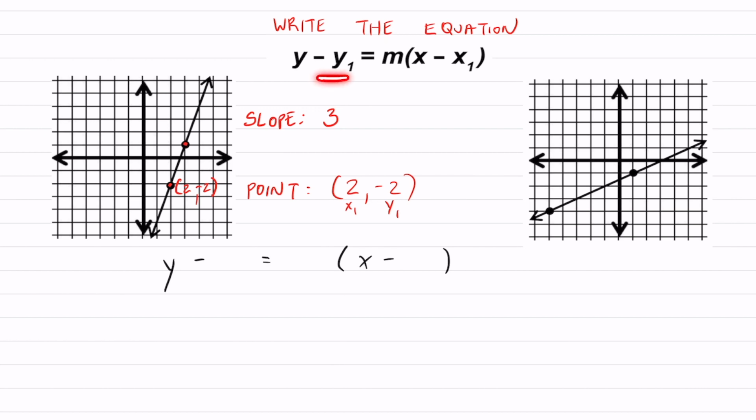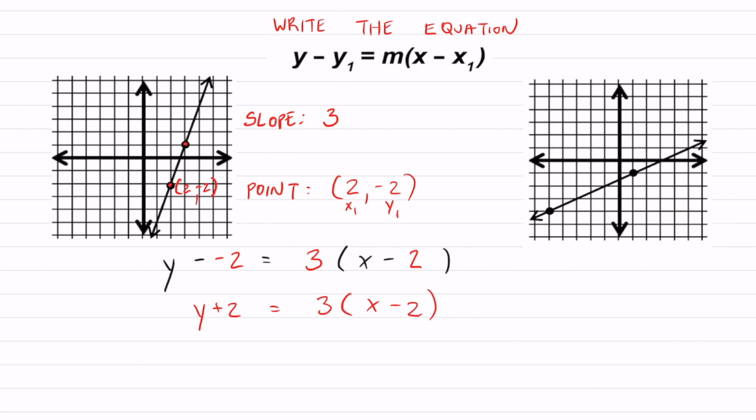So I'm replacing y1, m, and x1 once again, like the first example. My y1 is negative 2. My slope is 3. And my x1 number is 2. The only thing I have to clean up is that. So that's going to get me y plus 2 equals 3 times x minus 2. That is super easy, guys.